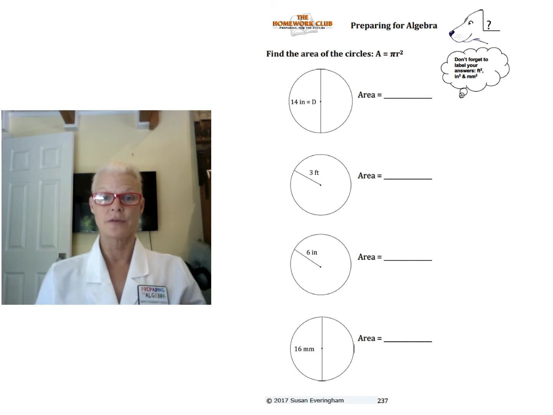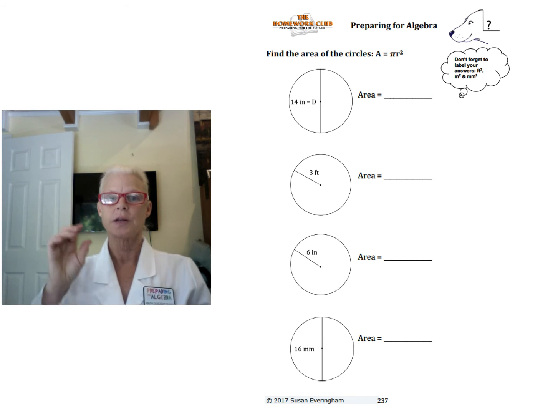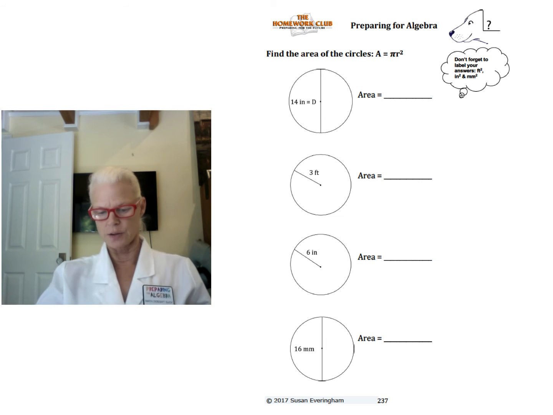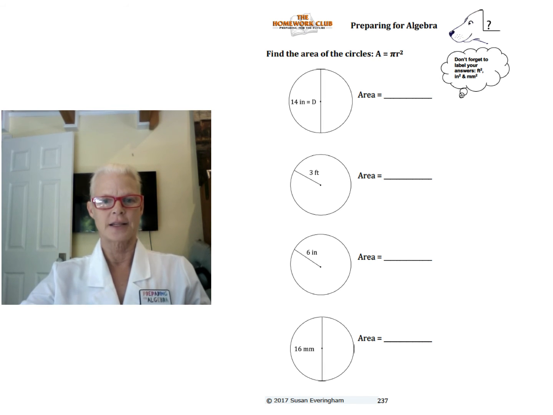So this is the area of circles, not the circumference, the area of circles, right? So area equals pi, in this case, r radius squared. Circumference was pi times 2r, pi times the diameter, or 2 of those little radiuses. So now we're doing areas, and it's r squared. So answer these 4 problems. Don't forget to label in squared, millimeters, feet, wherever you need to go here. And we will move on to parallelogram areas on the next page.